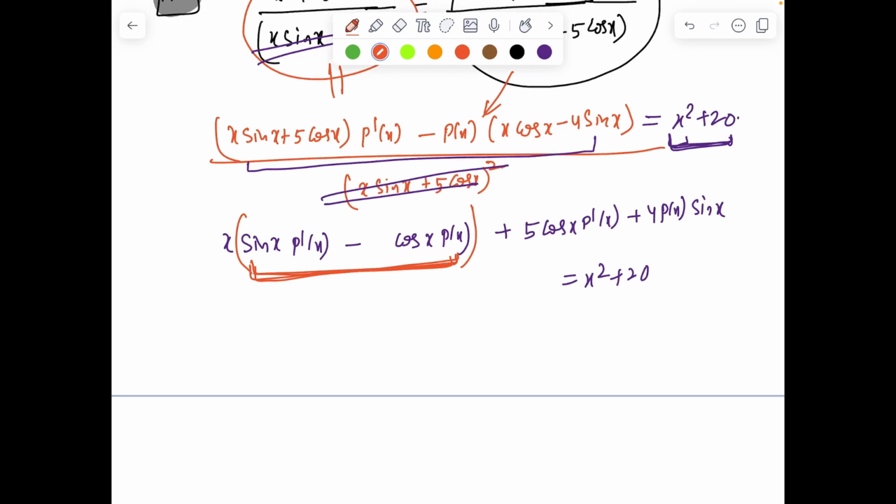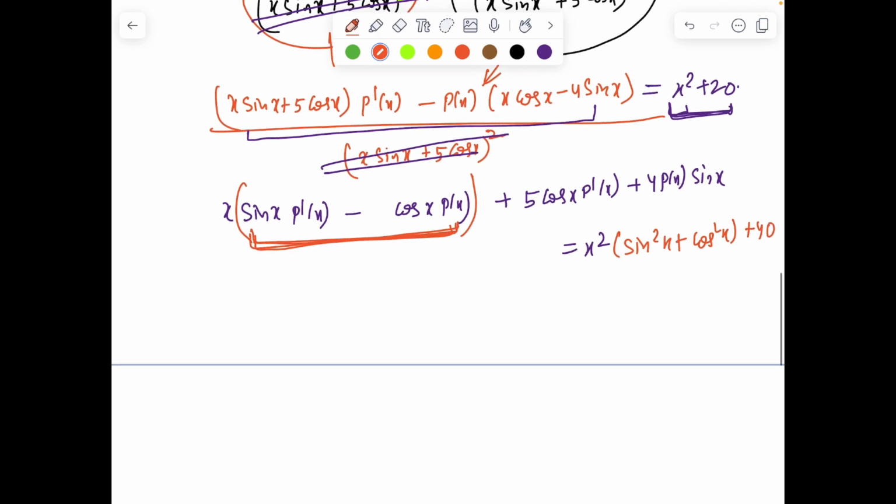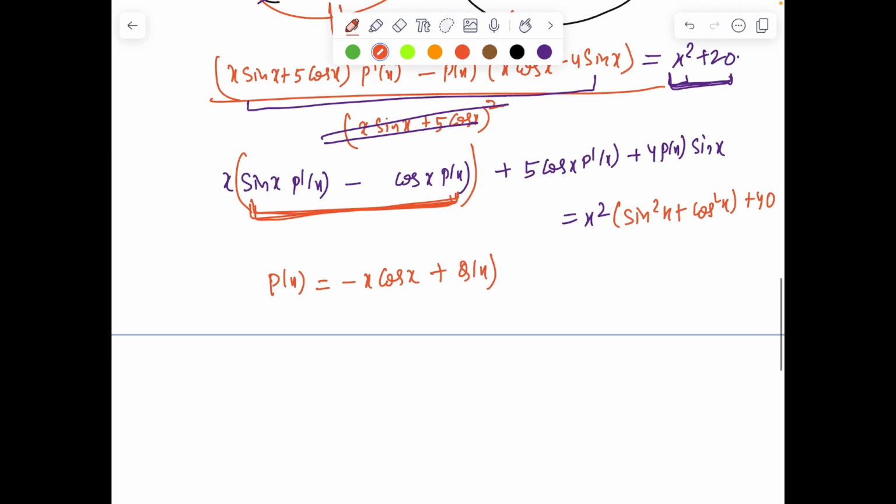Right? So now we need to develop a systematic approach so as to get that. And hence what I'm doing is to write x square as x square into sine square x plus cos square x, plus 40. So now it follows that p(x) is going to be something like minus x cos x and plus some other function q of x.